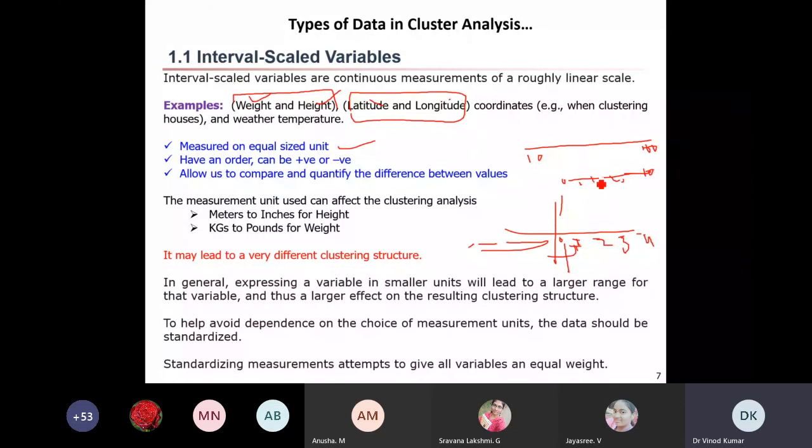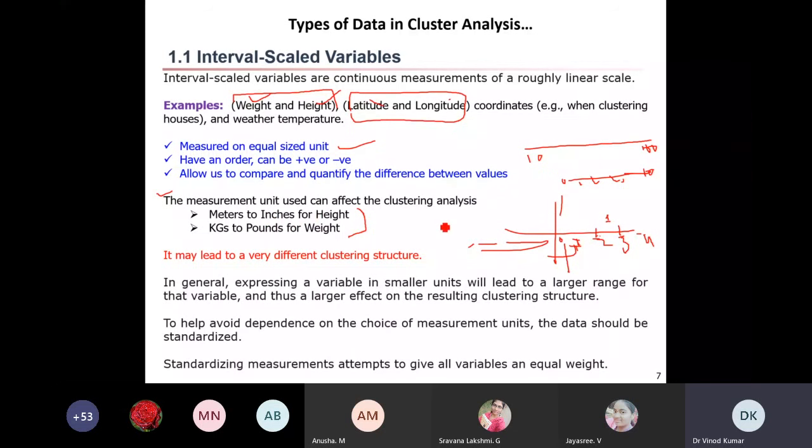How? If I say the distance between 3 and 2, I can find 3 minus 2, which means the distance is 1. So like this we can compare and quantify the differences between values. One issue with measurement is that the measurement unit used can affect the clustering analysis. This is a very important point you need to understand.